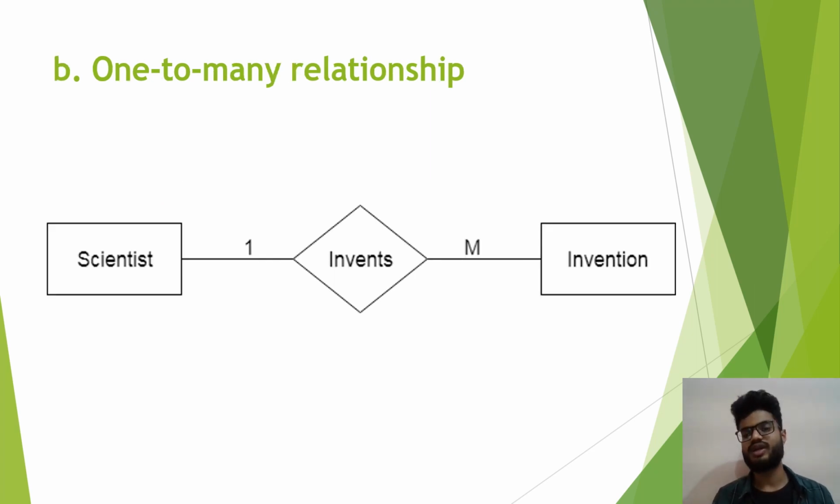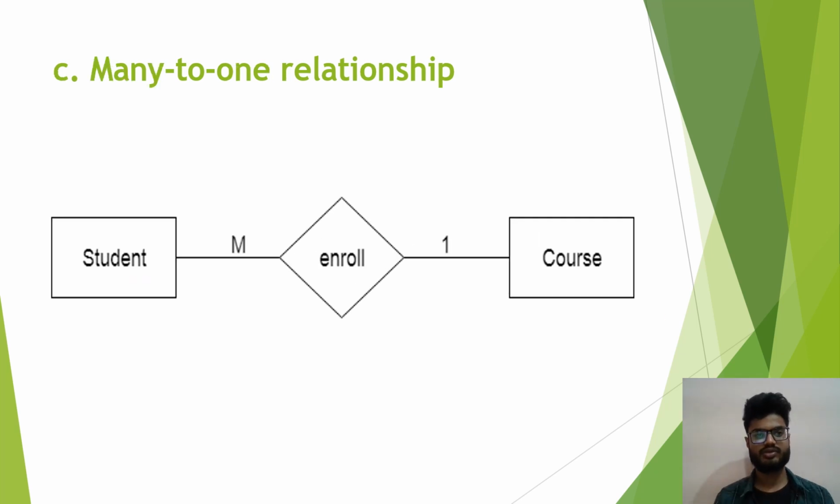Then the one-to-many relation. One scientist can invent many inventions, many things and many patents, but an invention made by him belongs to only one scientist. Another scientist cannot make it again and say that he made that.